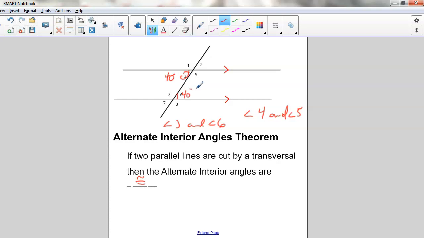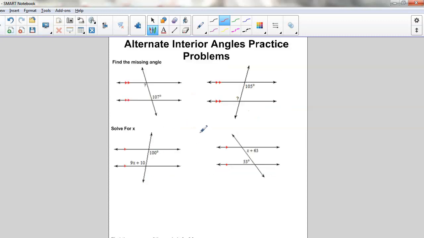This is also 40 degrees, if that was the angle I gave you. So alternate interior angles are congruent. That's what you need to take away from this. That's what the alternate interior angles theorem says. Similar problems are just like the last one.